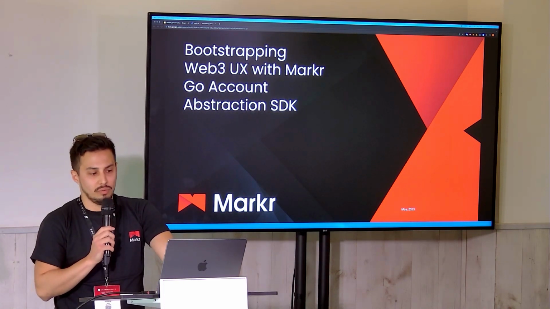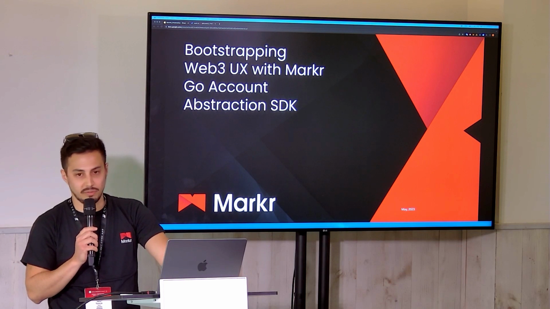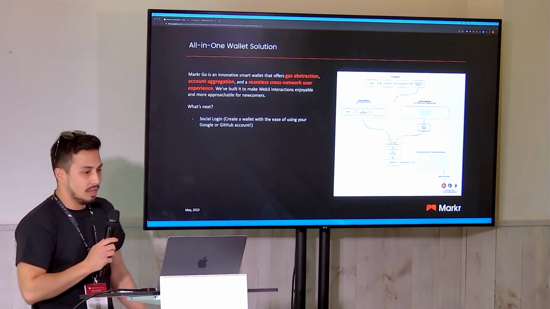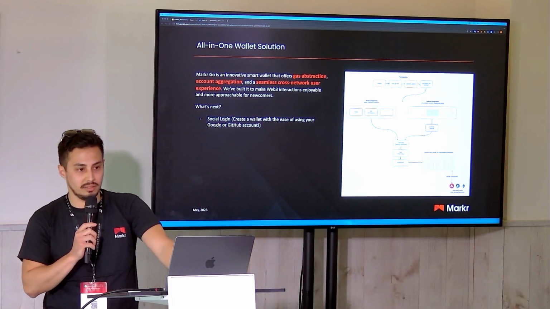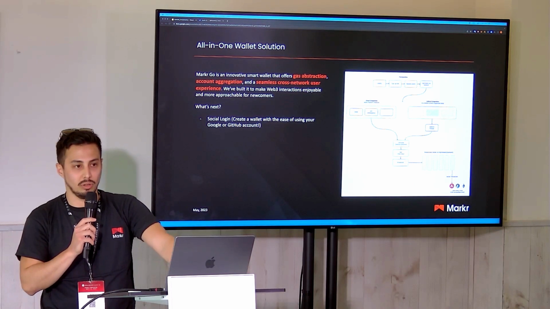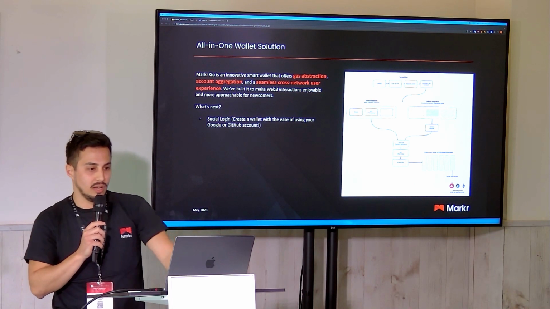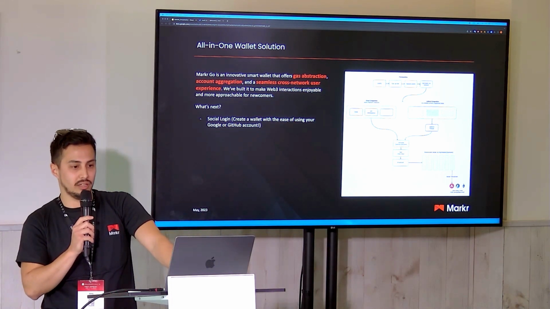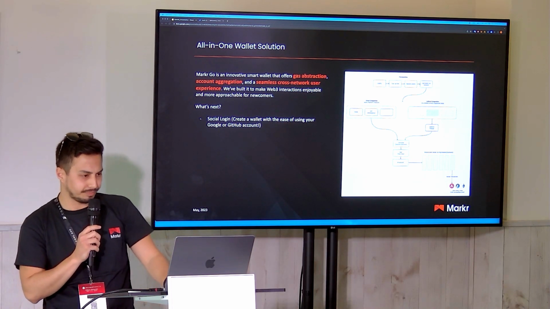We can make the presentation interactive, so you can ask questions whenever you want. Let's start with 101. With the simplest definition, Markr Go is a smart wallet based on a proposal called account abstraction 4337. This improvement proposal was released in 2021, and we are using the standard directly with some new improvements.